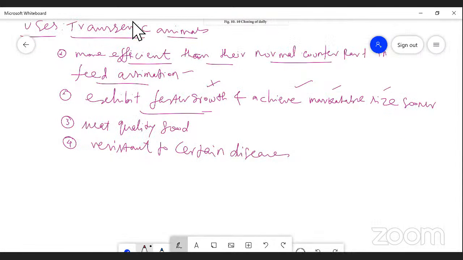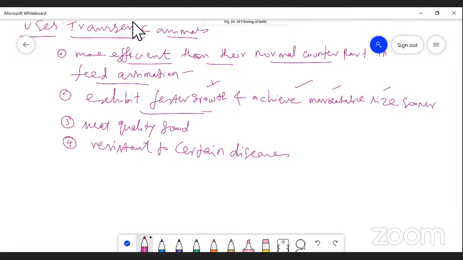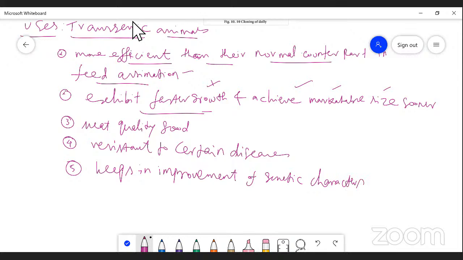Transgenic animals help in the improvement of some genetic characters in animals. With the help of these transgenic animals only, we improve the genetic characters in animals.